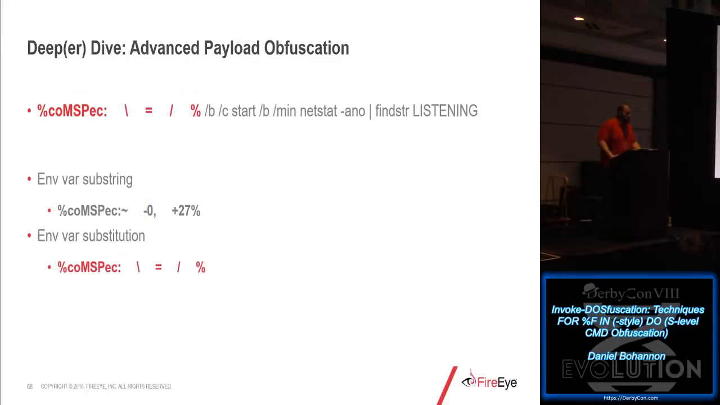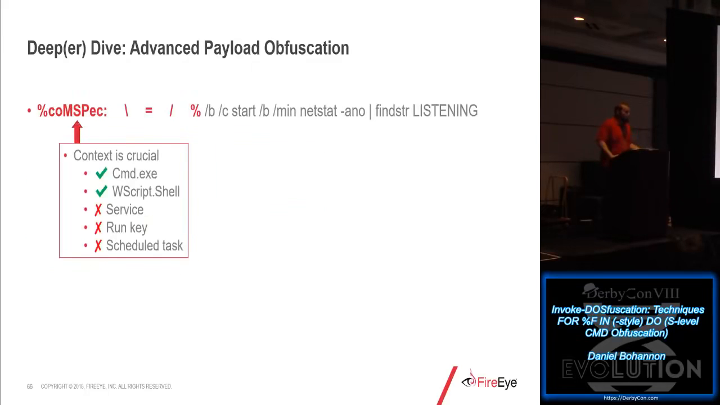And we'll just go with a second example and keep going. Now, what's really important here is that context matters. You can copy and paste this into a command prompt and it will work. You cannot, however, copy and paste this into like a service or run key because it won't work, because basically it has to understand the concept of I'm already in command.exe to know how to handle the substring syntax.